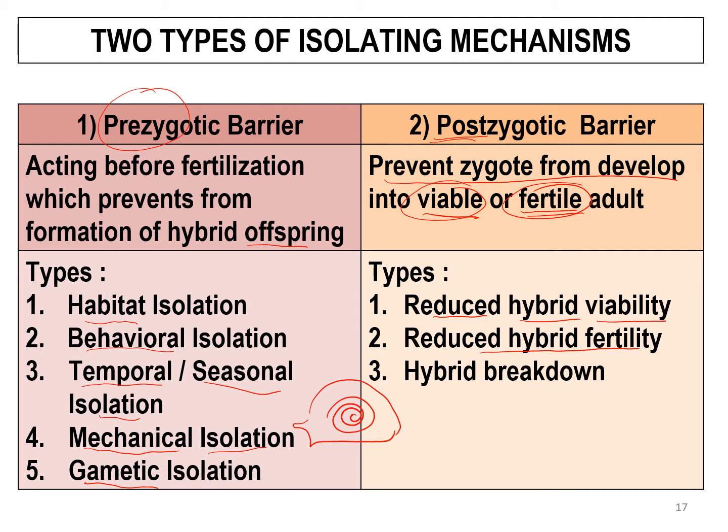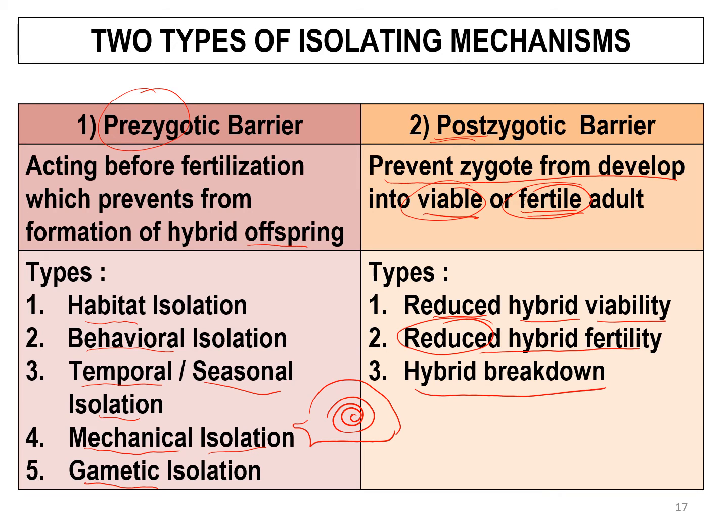Reduced hybrid fertility. Reduced maksudnya kesuburan dia dah berkurangan. Contohnya hybrid itu lahir, the zygote develops into a baby, but the baby is sterile, cannot produce another generation, another offspring. So that is reduced hybrid fertility. Walaupun senyawa itu berjaya, tetapi generasi baru tidak dapat dihasilkan.